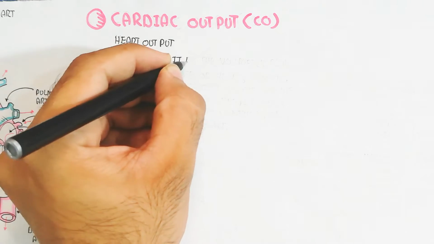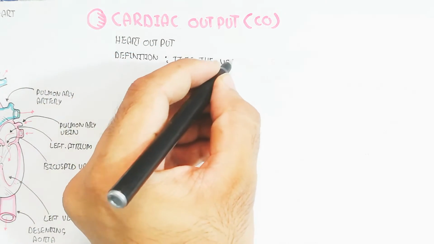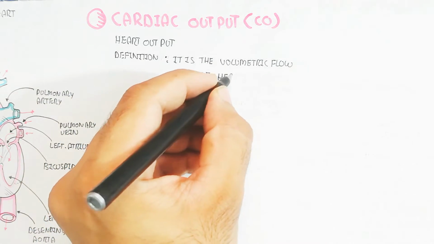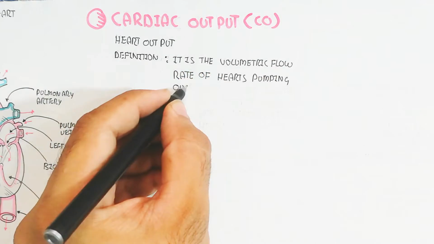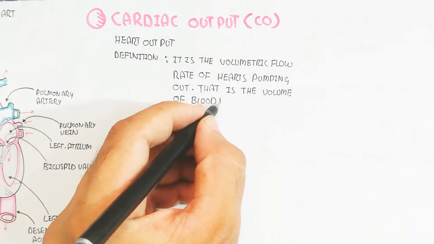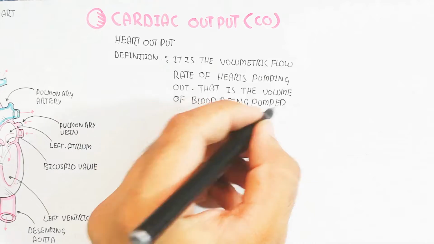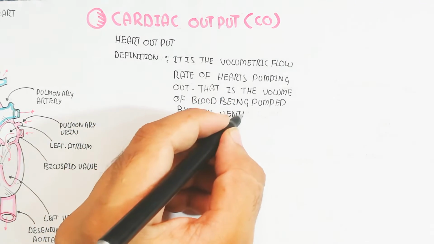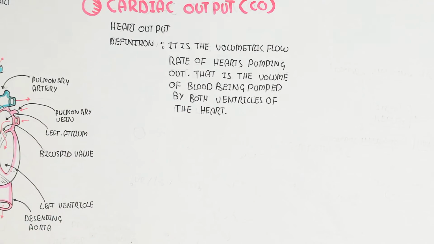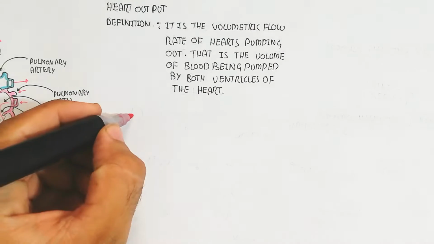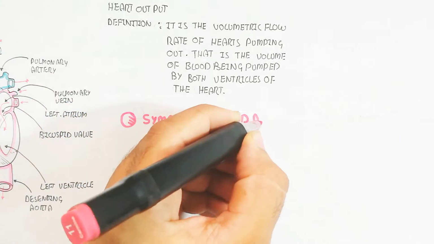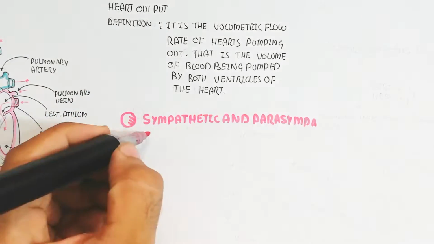So here is the definition of cardiac output. It is the volumetric flow rate of the heart's pumping output, that is, the volume of blood being pumped by both ventricles of the heart. When both ventricles constrict in this way, this is the systolic phase of the heart, which pumps out the blood. This is known as the ejection of the blood, but the blood is not completely ejected.